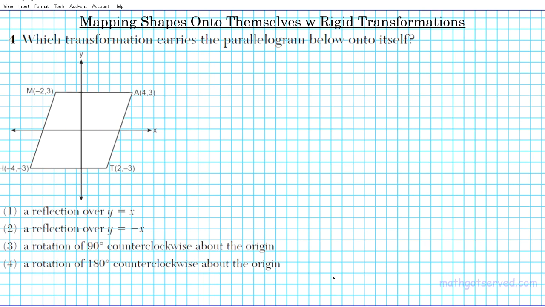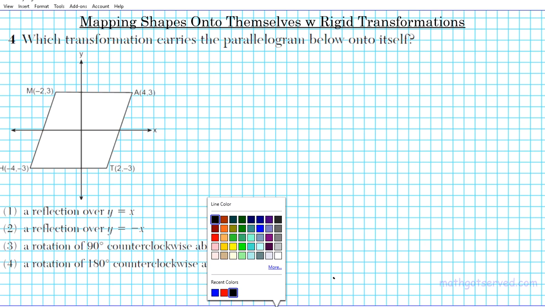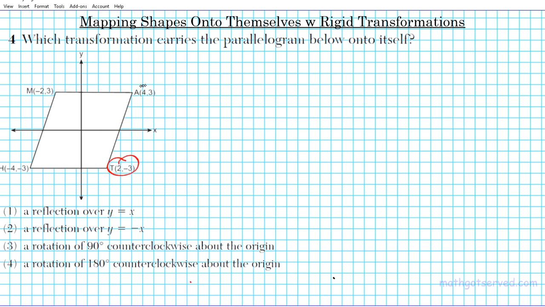So we have parallelogram AMHT. Okay, so which transformation is going to carry this parallelogram onto itself? In order for a parallelogram to be carried onto itself, when you carry out the transformation, the coordinates that we have here are going to match perfectly with the coordinates of the image of this shape after the transformation occurs. That's how we can check numerically if a transformation maps a shape to itself.